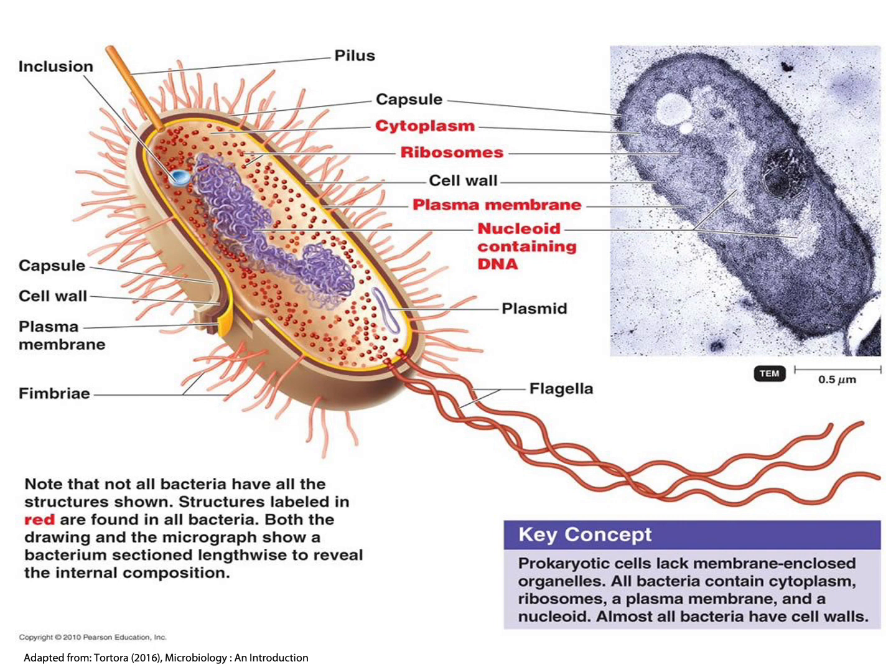Pro means before, karyon means nucleus, nut, or kernel. The image shows structural features of a composite idealized bacterial cell and an electron micrograph of an actual bacterium, E. coli. If you've noticed, the structures highlighted in red are found in all bacterial species. In all bacterial species, you have cytoplasm, plasma membrane, ribosomes, and a nucleoid containing DNA. The rest, class, may or may not be found in some bacteria.